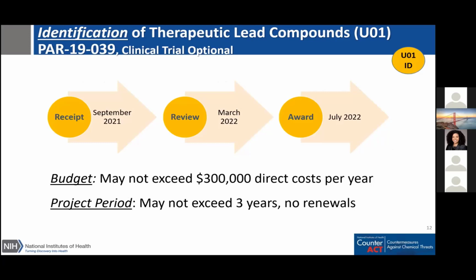As far as the timeline goes, the next round of these cooperative agreements will have a receipt date this September. They will be reviewed by March 2022, with the first awards being distributed in July 2022. These lead identification grants fund up to $300,000 in direct costs per year for up to 3 years, and there are no renewals allowed. Next, Dr. Spriggs will elaborate on the lead optimization FOA.